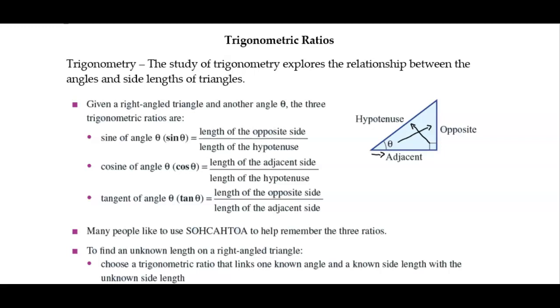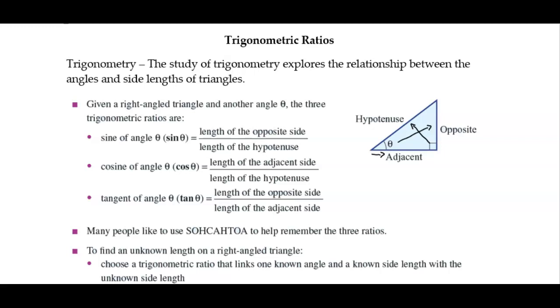There are three trigonometric ratios that we need to know in this topic. The very first one is called sine of an angle: sine theta equals the length of the opposite side divided by the length of the hypotenuse. The cos of the angle, which is the second ratio: cos theta equals the length of the adjacent side divided by the length of the hypotenuse. And finally, the third ratio, the tangent ratio: tan theta equals the length of the opposite side divided by the length of the adjacent side.